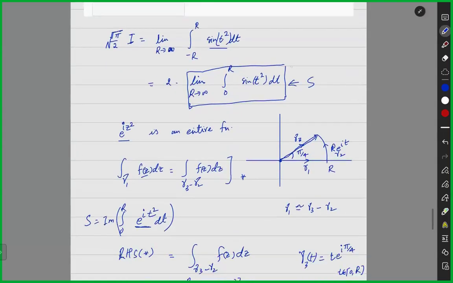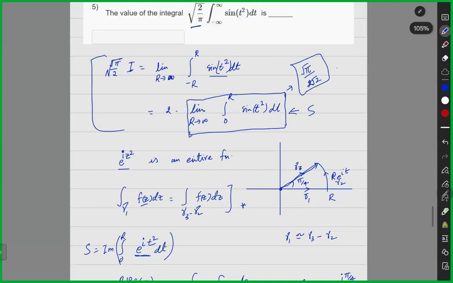If you use what we have calculated in the classroom, this integral is root pi by 2 root 2. Okay, so if you want to calculate the answer, this is fine. This whole thing, now if you put this equation, I will be equal to 1. So this answer is 1, but we are going to calculate this integral.